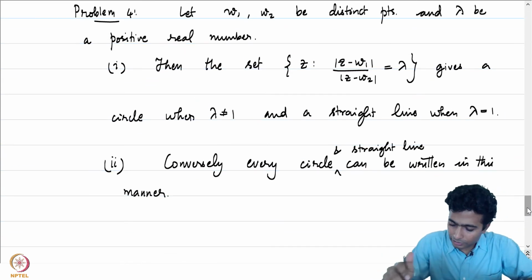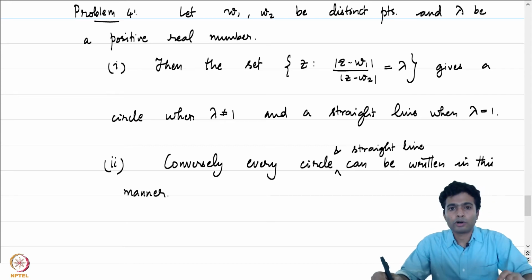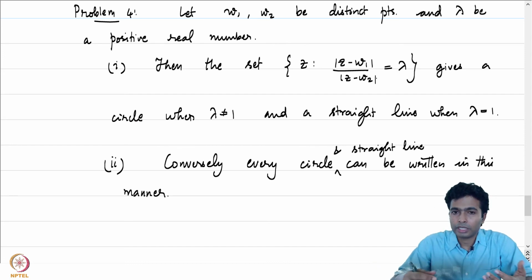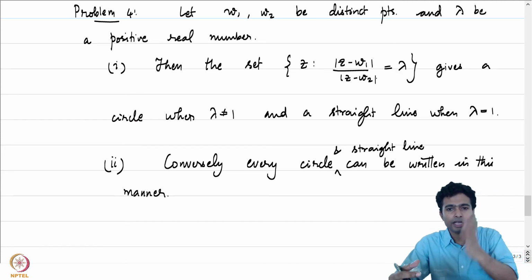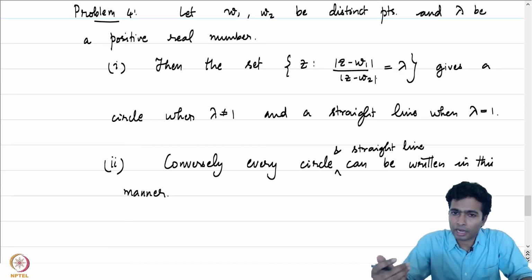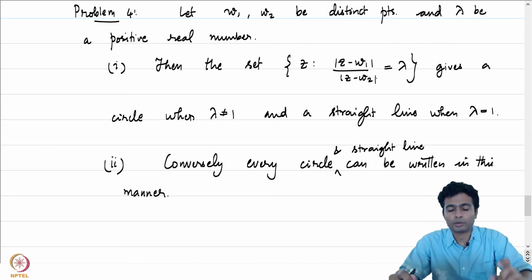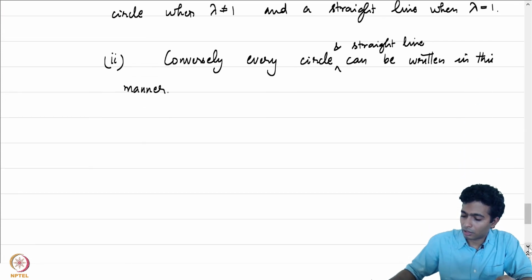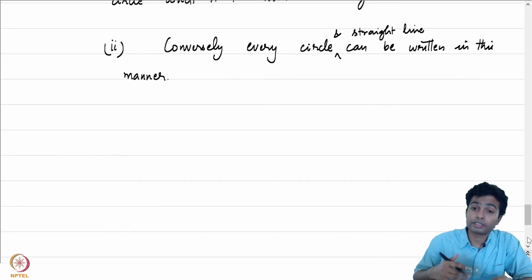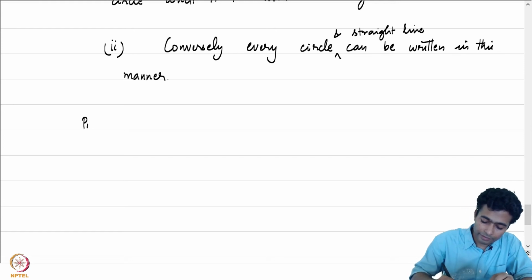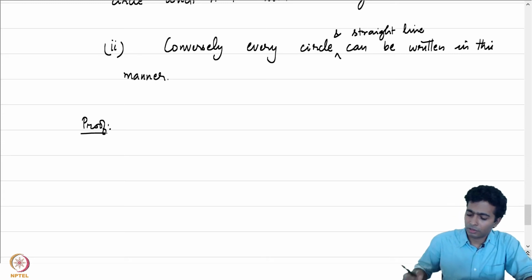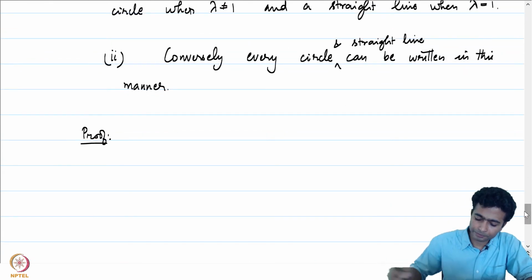The problem tells us that if you look at the set of all points z such that mod z minus w1 by mod z minus w2 is equal to lambda, that will be the equation of a circle. We are familiar with the equation of a circle in the form of absolute value of z minus a equal to r, where r is the radius. So this is the circle of radius r around a. This problem tells us that 1 captures exactly these types of circles, and 2 tells us that every circle can be written in the manner stated above. So let's focus on the first part.